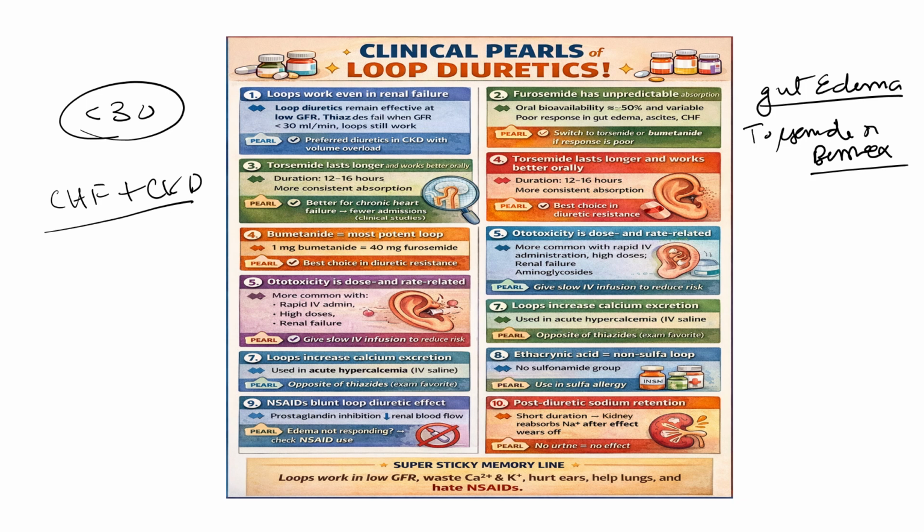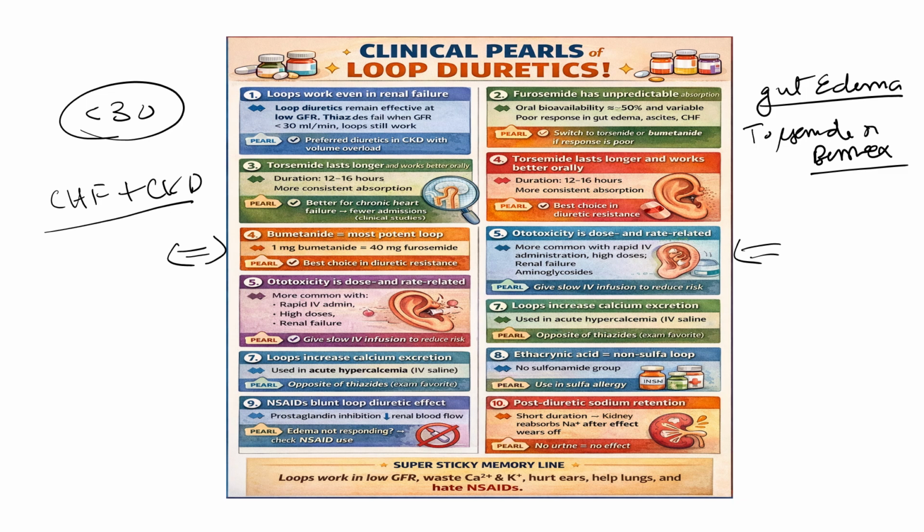So bumex and torsemide are very useful in diuretic resistance. But if you have to choose between torsemide and bumex, bumex is better because it is more potent than torsemide. All loop diuretics are ototoxic, so if you are using them in IV form, you have to give it slowly to reduce the risk of ototoxicity.